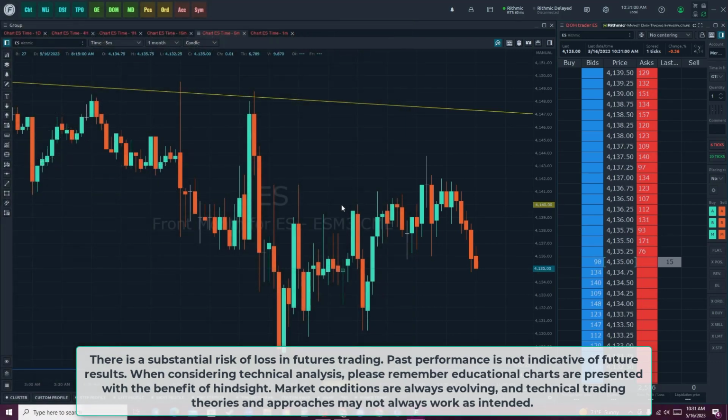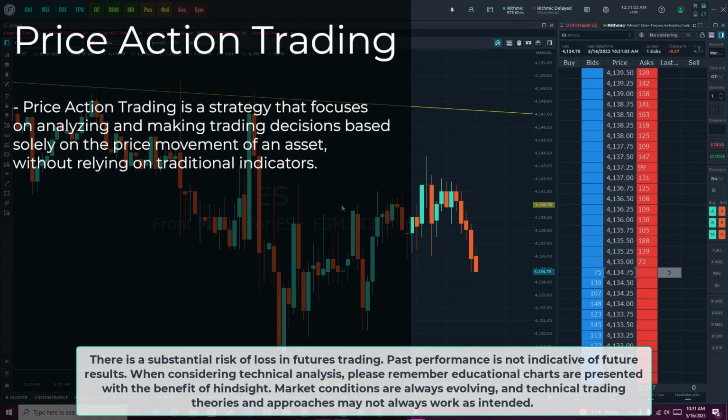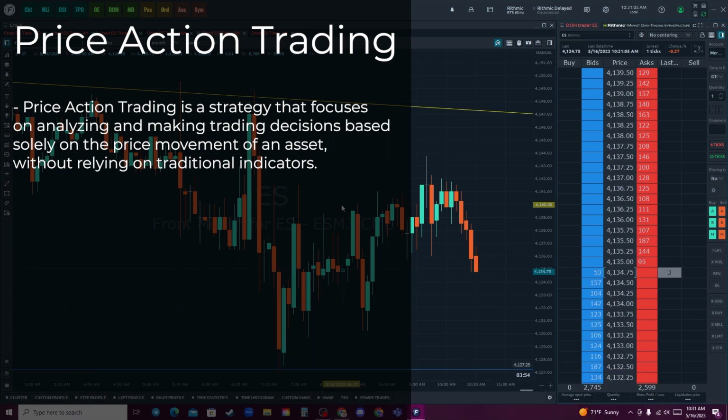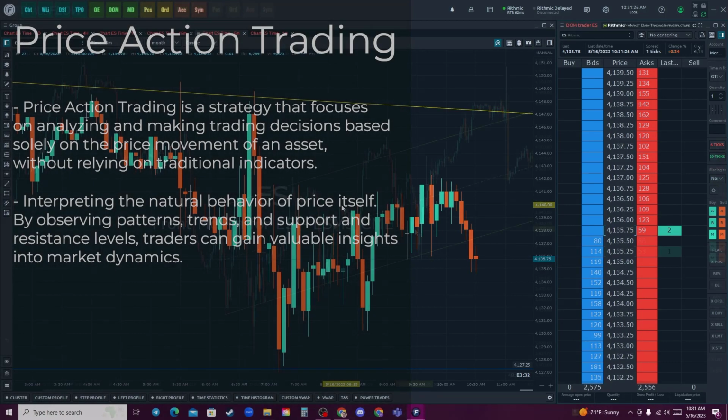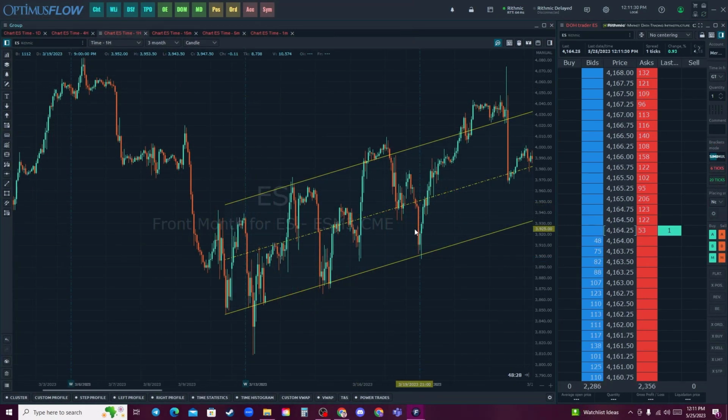Simply put, price action trading is a strategy that focuses on analyzing and making trading decisions based solely on the price movement of an asset without relying on traditional indicators. Unlike technical indicators, which use mathematical formulas, price action trading relies on interpreting the natural behavior of price itself. By observing patterns, trends, and support and resistance levels, traders can gain valuable insights into market dynamics. Price action trading enables traders to understand the psychology behind market movements.